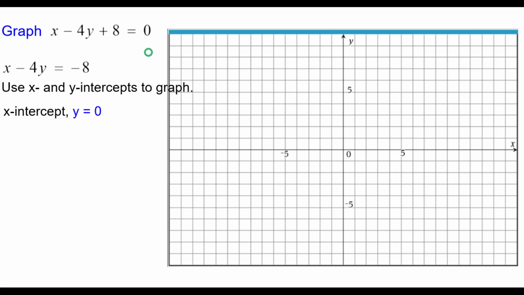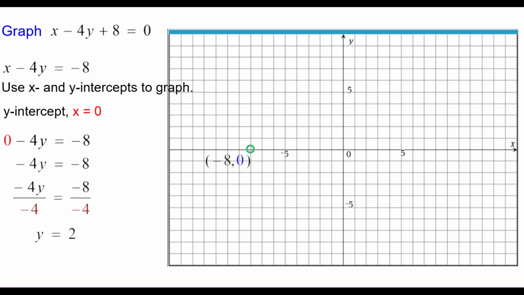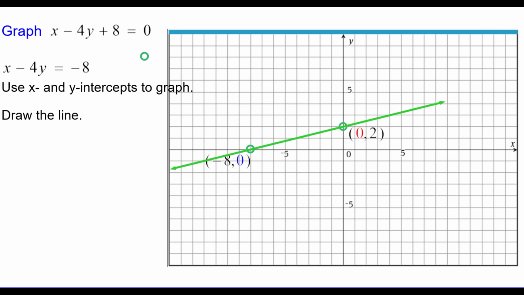The x-intercept occurs when y is 0, so 0 will be substituted for y, and then we solve for x. Negative 8, 0 is 1 point on the graph. The y-intercept occurs when x is equal to 0. Substitute 0 in for x and solve for y. And y turns out to be positive 2. So the point 0, 2 is our y-intercept. 2 points determine a line, so we can draw a unique line through those 2 points, and that's our graph.